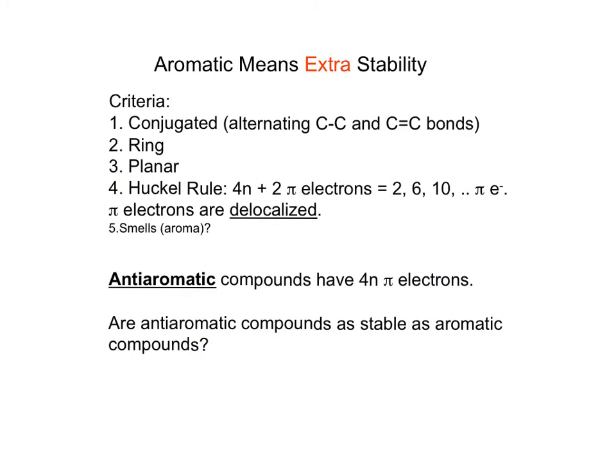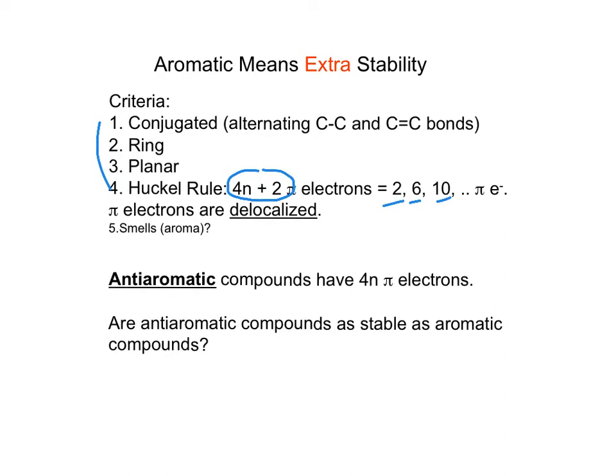In organic chemistry, an aromatic compound is extra stable. So here are the 4 criteria which determine whether a compound is aromatic. The compound has to be conjugated. It's got to be in a ring. The atoms in the ring all have to be in the same plane, and there has to be either 2, 6, 10, etc. delocalized pi electrons. So this is where this 4n+2 formula comes in.